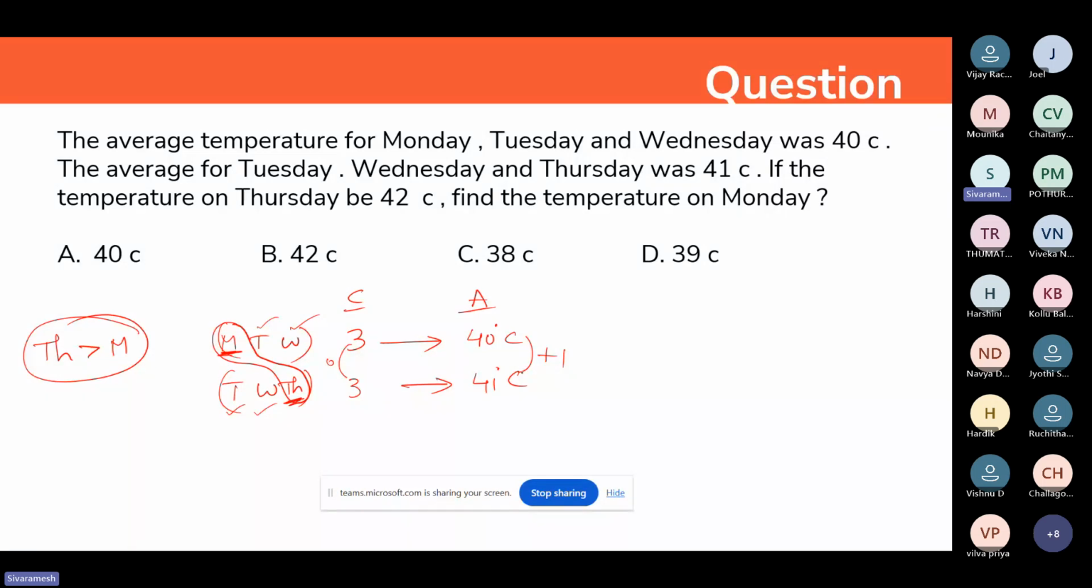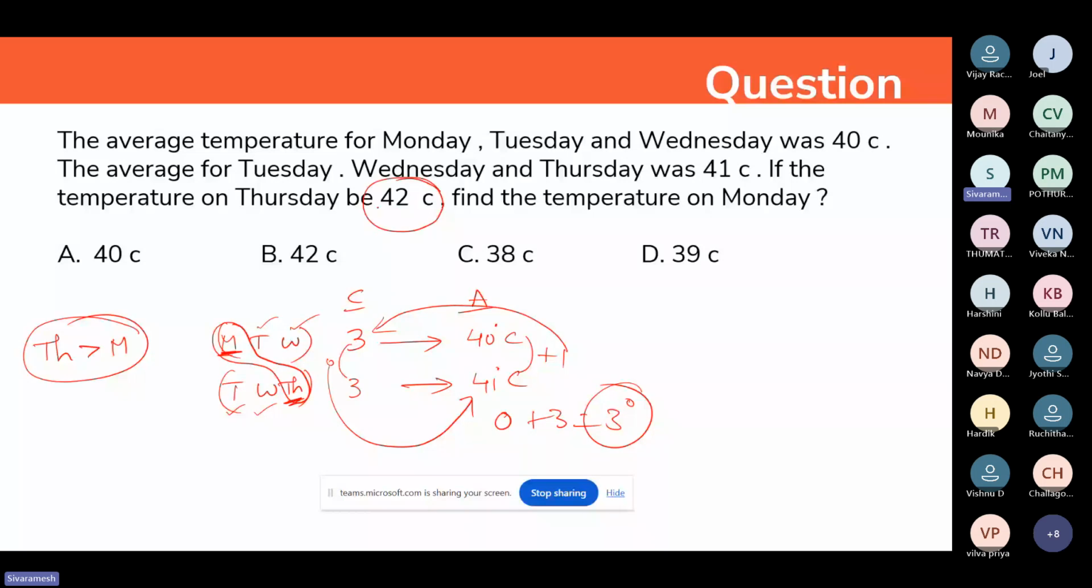Now, how much more? Okay, so we need to identify here. Obviously this 0 multiplied with 41 will be 0, plus this 1 multiplied with 3 will be 3. So I can say that Thursday temperature is 3 degrees more than Monday temperature. Or also you can say that Monday temperature is 3 degrees less than Thursday temperature. Both are the same obviously.